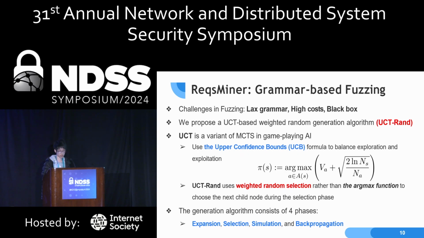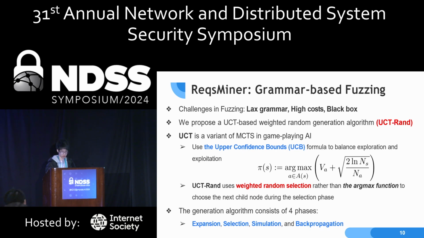As we mentioned earlier, there are some challenges in our fuzzing. So, inspired by reinforcement learning, we propose UCT rand, a generation algorithm based on UCT. UCT is a variant of the Monte Carlo algorithm in reinforcement learning, like game-playing AI. It uses the UCB formula to balance exploration and exploitation. And we replace the argmax function with weighted random selection to get UCT rand.